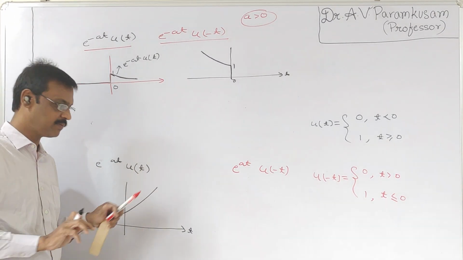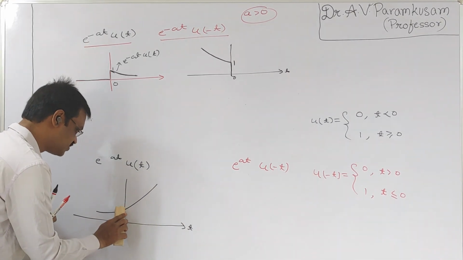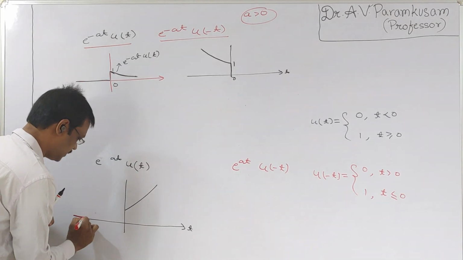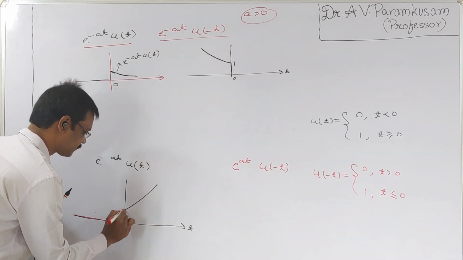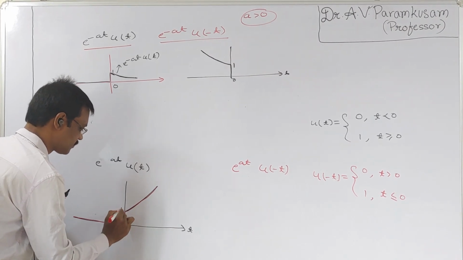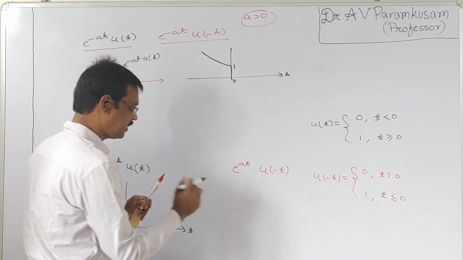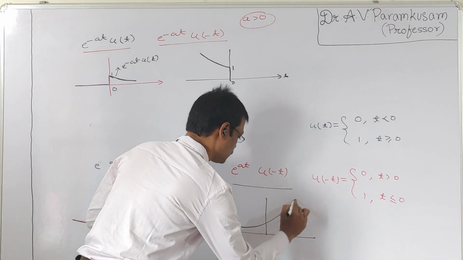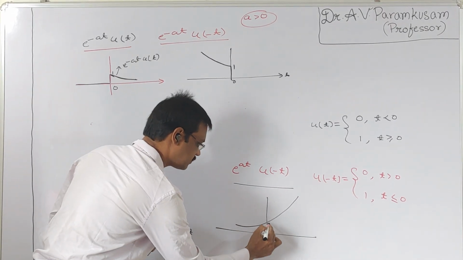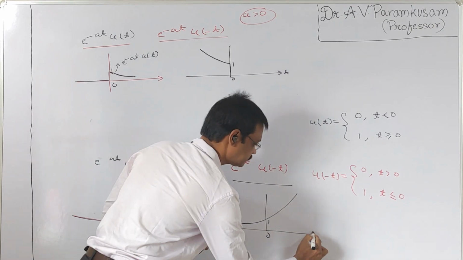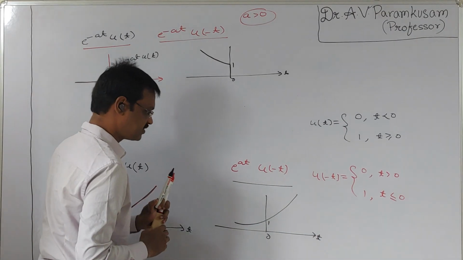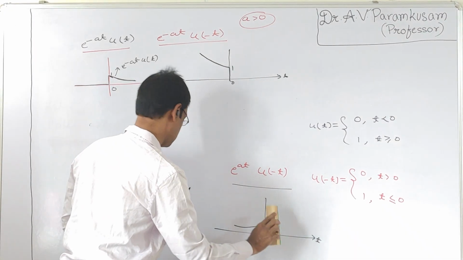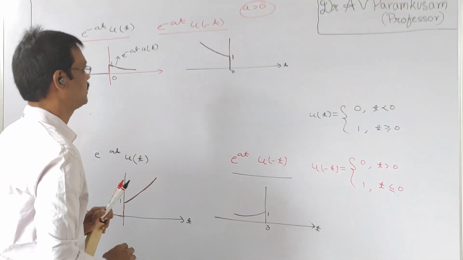But e to the power of 80 is multiplied with e of t, no? Then its value becomes 0 when t is less than 0 and it exists for t greater than 0. What is e to the power of 80 e of minus t? Again you draw e to the power of 80. At t equal to 0 it is 1. It is multiplied with e of minus t, no? So it becomes 0 when t is greater than 0.